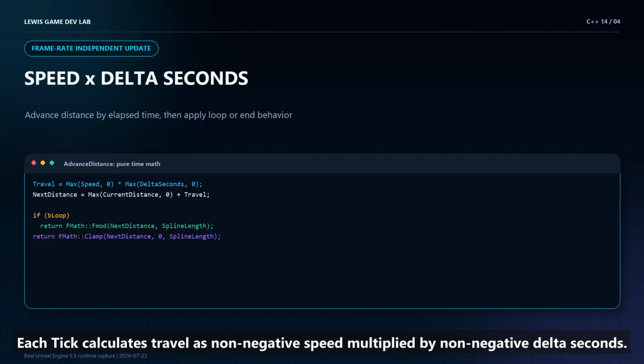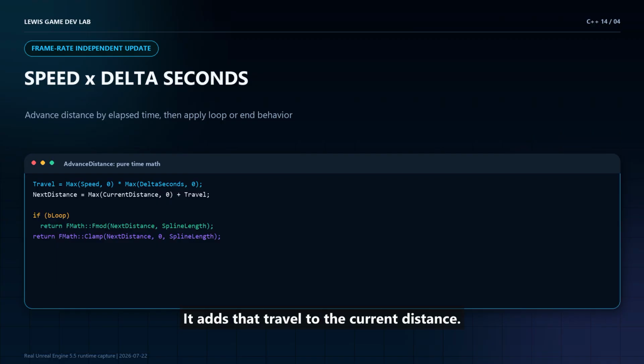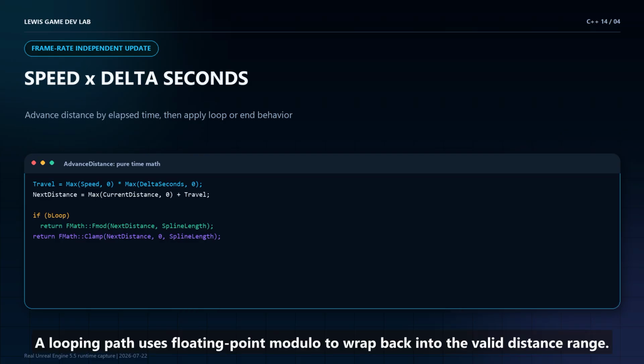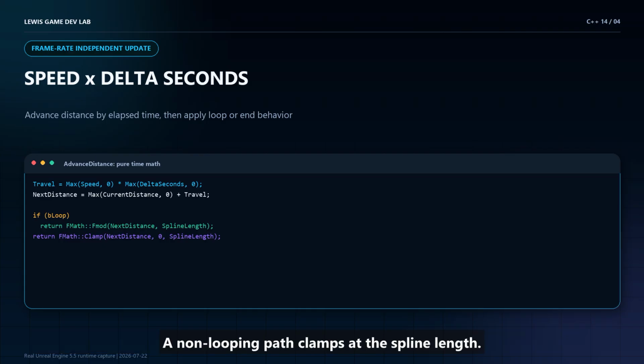Each tick calculates travel as non-negative speed multiplied by non-negative delta seconds. It adds that travel to the current distance. A looping path uses floating point modulo to wrap back into the valid distance range. A non-looping path clamps at the spline length.